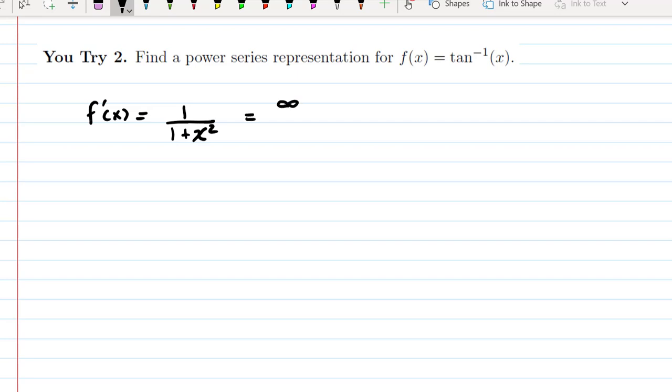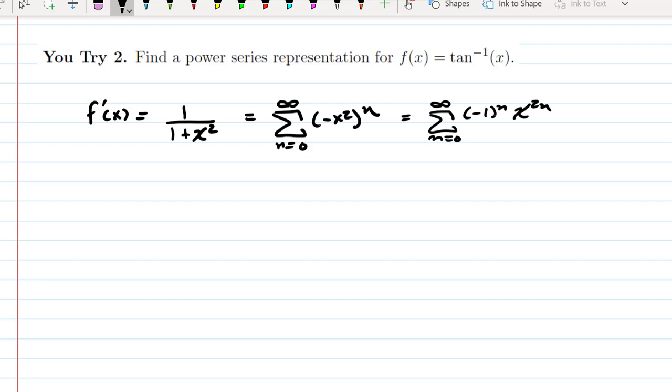which, if we wrote this as a power series, we would have the sum as n goes from 0 to infinity. Our r would be negative x squared raised to the n, because this is 1 minus a minus x squared. So then we split those up a little bit, and we get negative 1 to the n and x to the 2n. So our power series for f prime, which is 1 over 1 plus x squared, is the sum, as n goes from 0 to infinity, of negative 1 to the n, x to the 2n.